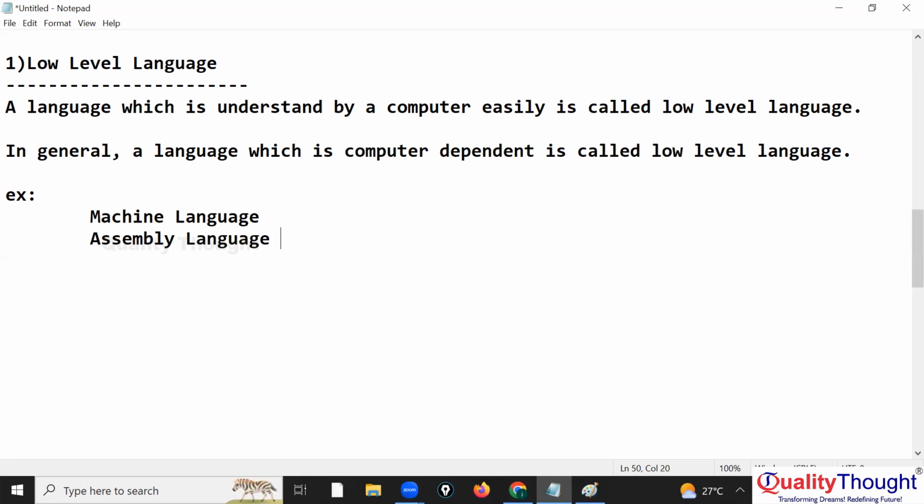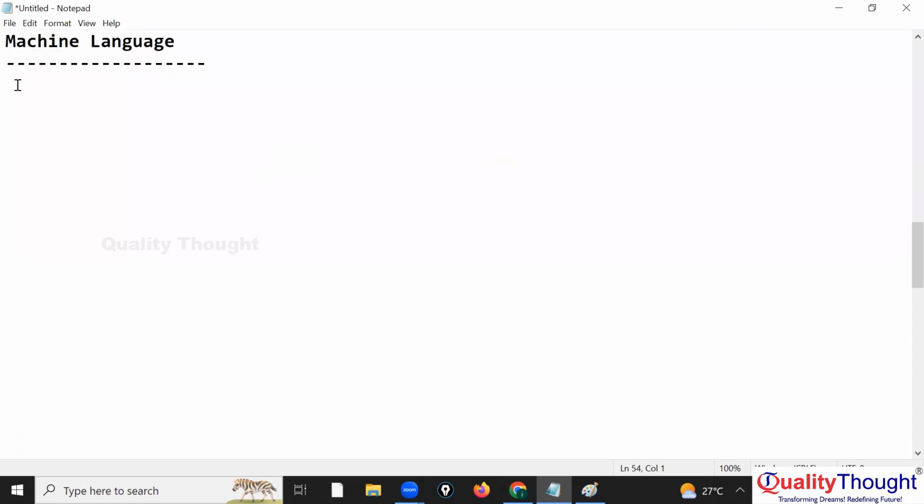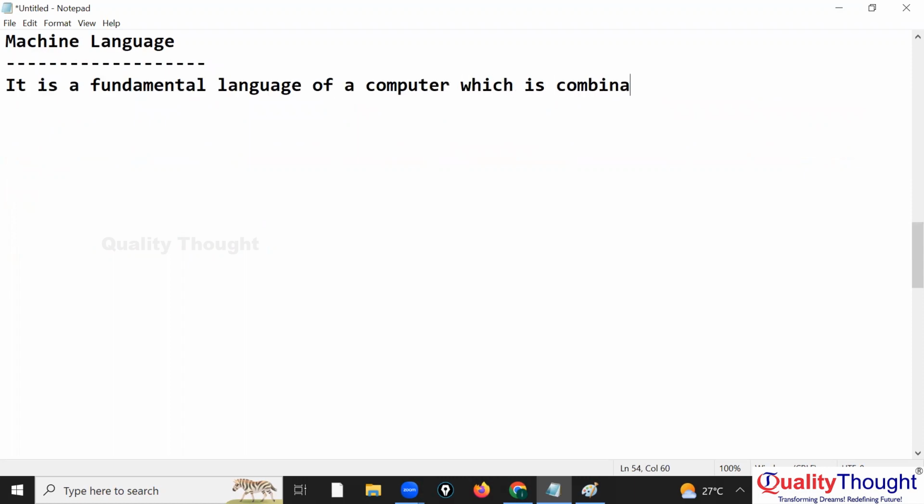But sir, tomorrow I am making my career in the IT industry. So definitely I should have an idea what is machine language, what is assembly language. So let me talk about what language? Machine language. Assume that if anyone asks you what is machine language, you can tell them machine language is nothing but the fundamental language of a computer, which is a combination of zeros and ones.